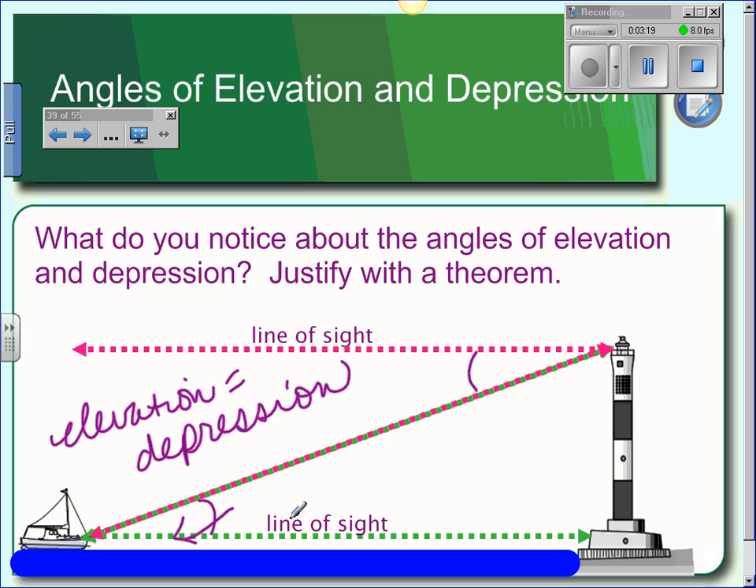And if you want, draw a quick sample of an angle of elevation and angle of depression, because I have that in your notes. You can go back to the other two pages and draw a better picture that would go along with that. And you could draw the lighthouse if you'd like to do that.